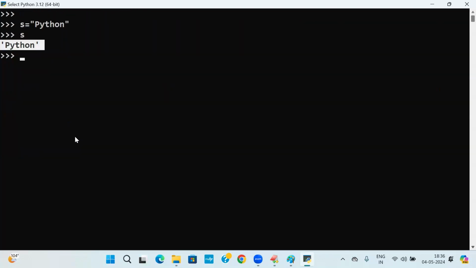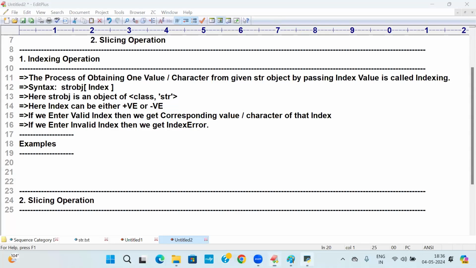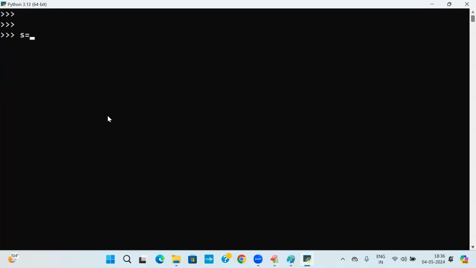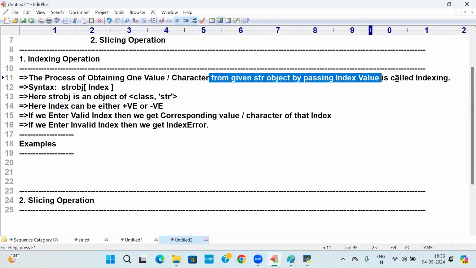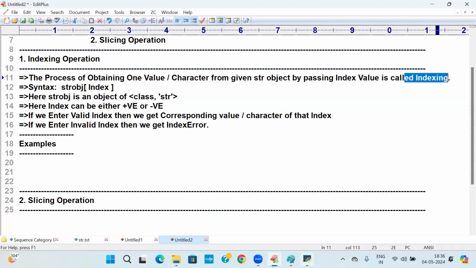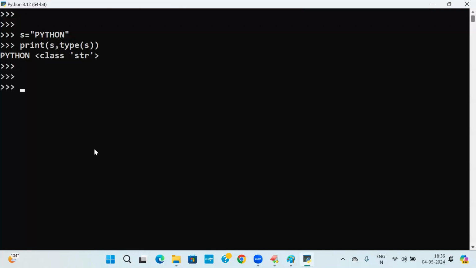Followed or not? Yes. Now I'm going to enter into the further examples. Our example, S is equal to Python. All of you open the notes. Print of what? And type of S. What is my indexing concept I completed now? The process of obtaining one character from the given str object by using index value is called what? Indexing. So I will write it here, students.